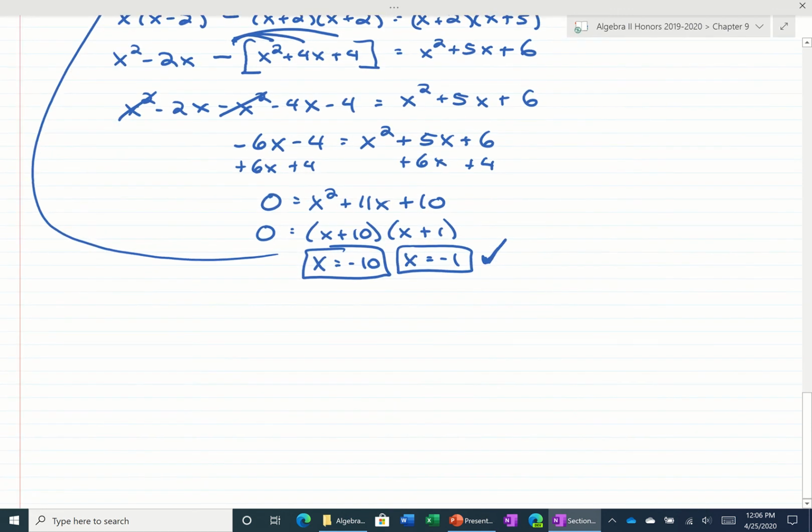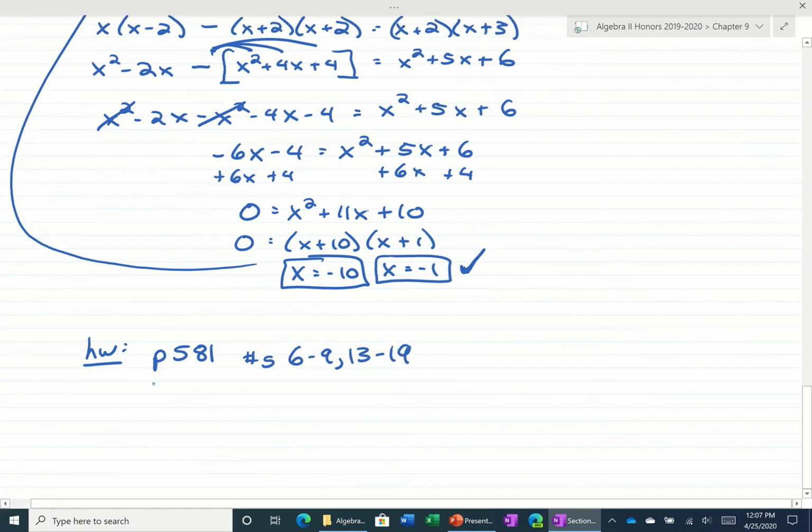For homework, what I would like you to do is on page 581, please do numbers 6 to 9 and 13 to 19. And on practice 9.5, please do numbers 1 to 6.